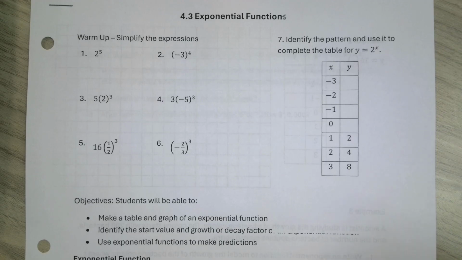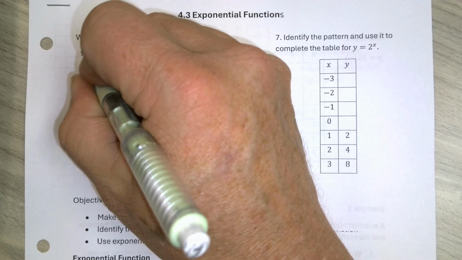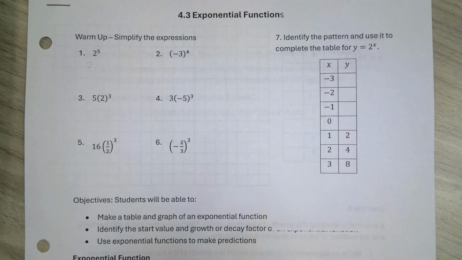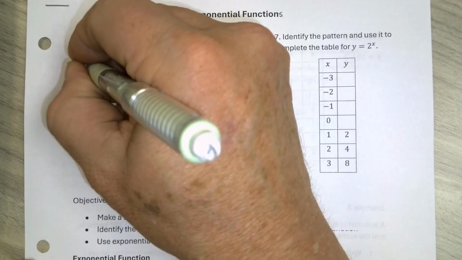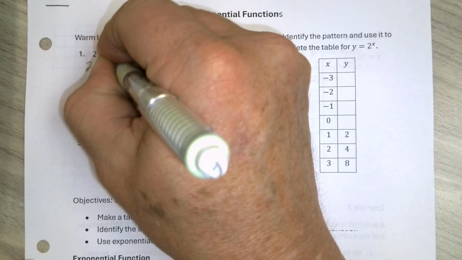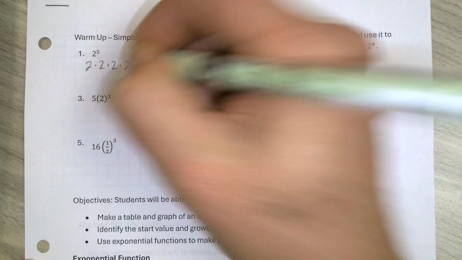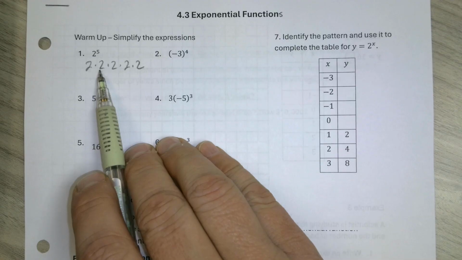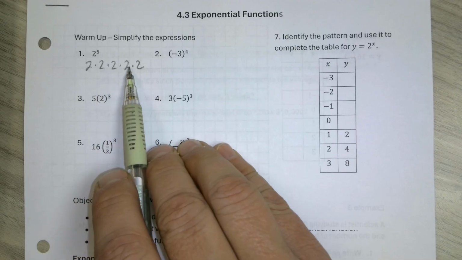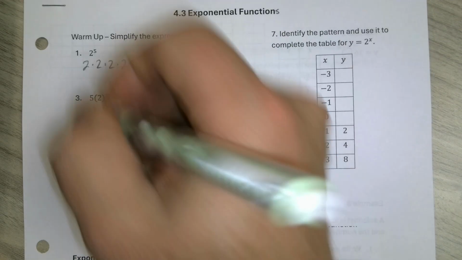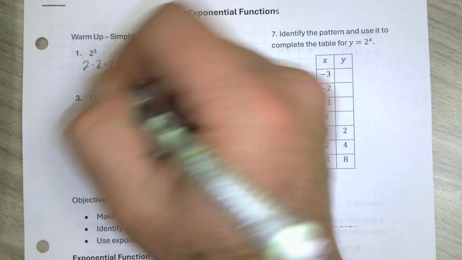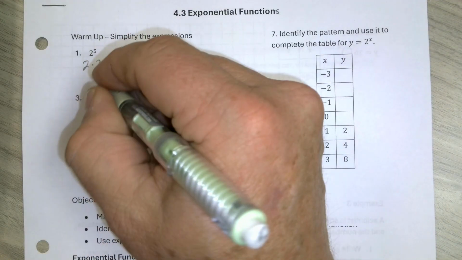All right, for this first problem, this is 2 to the 5th power. Just a reminder, that is an exponent, meaning we are doing repeated multiplication of 2. So 2 times 2 is 4, times another 2 becomes 8, times another 2 becomes 16, times another 2 becomes 32. In other words, if I multiply all 5 2's, this is what I get.